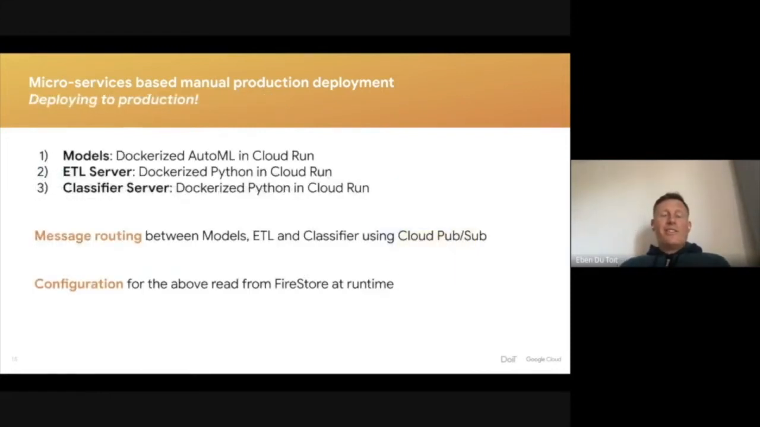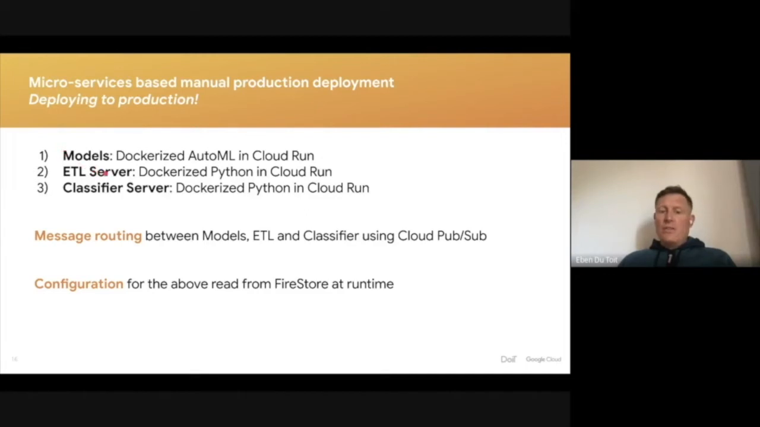So now the question: this whole architecture, how do you deploy it to production? It's a manual process managed by a team. First of all, models. Models are Dockerized. There are AutoML models, which in AutoML you can export in TensorFlow format, and then we Dockerize them in Cloud Run. That's for models.